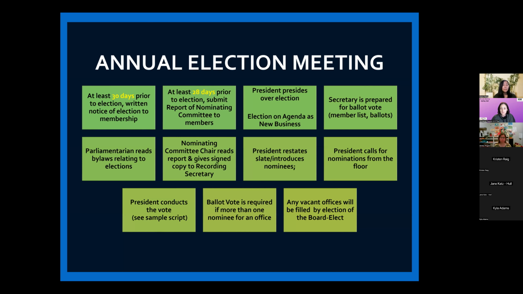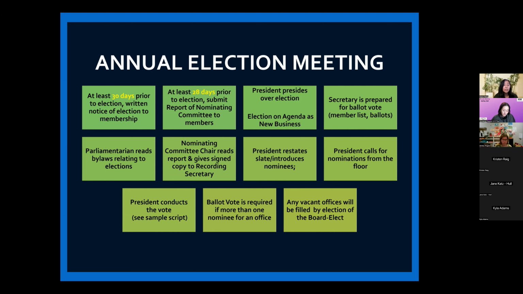So here's a little overview of the annual election meeting. At least 30 days ahead, you need to post a notice of your election meeting. If you have it listed on your calendar, that's great. You should try to send an email or post it somewhere prominent on your website.